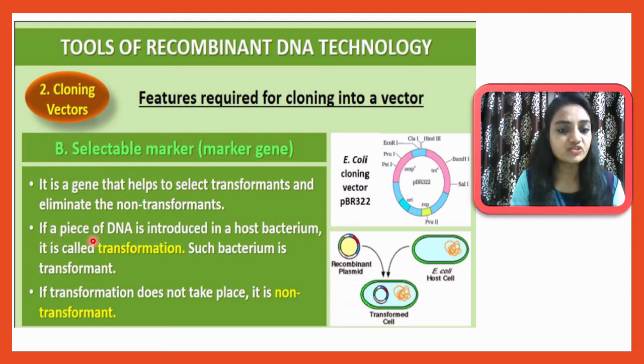Let me explain more. If a piece of DNA is introduced in a host bacterium, it is called transformation. Such a bacterium is a transformant. Suppose this is the recombinant plasmid. Here this reddish color fragment of DNA is our desirable gene which we want to enter in the host cell. So suppose this DNA-containing plasmid vector we are inserting inside the Escherichia coli host.